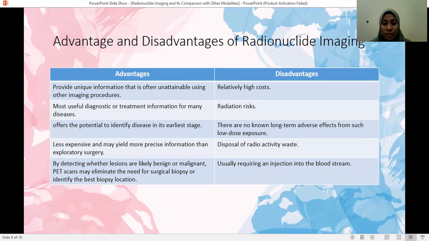For the disadvantages, it is a relatively high cost, and there is radiation risk. There are no known long-term adverse effects for such low dose exposures, and there is disposal of radioactive waste, and it usually requires an injection into the bloodstream.